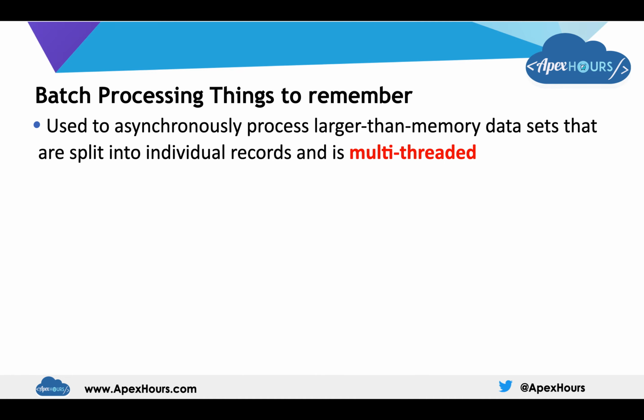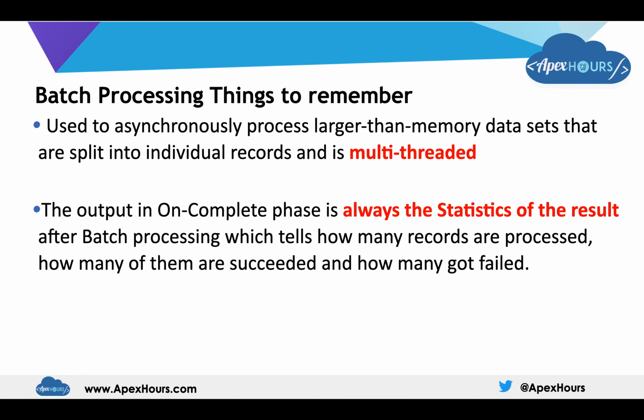So again, things to remember for batch processing: these are used to asynchronously process larger than memory data sets that are split into individual records, and it is multi-threaded, which means it is just like a parallel for each, which will run individually. Any error occurs, doesn't matter, it will process all the records.